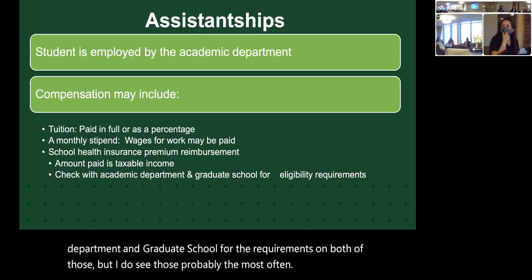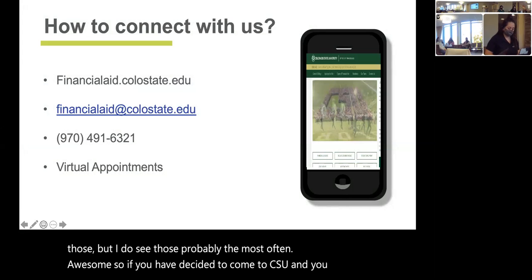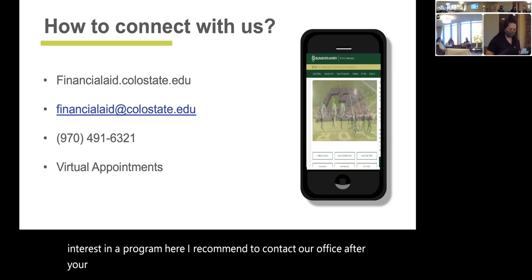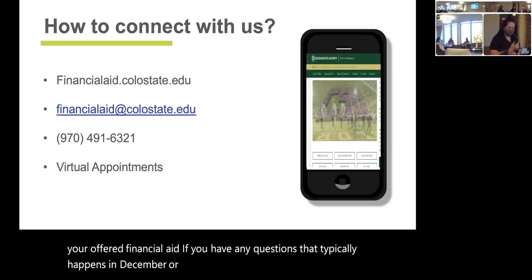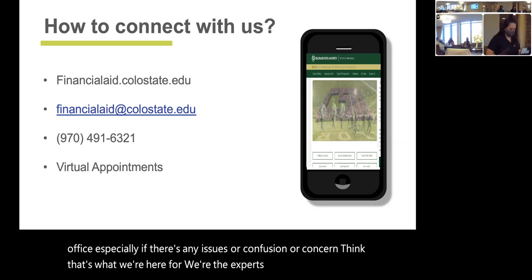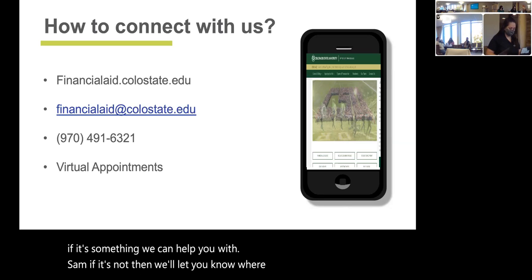Awesome. So if you all decide to come to CSU and you have an interest in a program here, I recommend you contact our office after you're offered financial aid if you have any questions. That typically happens in December or January, as long as you're admitted to the program and everything. But yeah, I think it's best to talk with our office, especially if there's any issues or confusion or concerns. That's what we're here for. We're the experts in financial aid. So always know that you can contact our office. And if it's something we can help you with, awesome. If it's not, then we'll let you know where to get directed to.